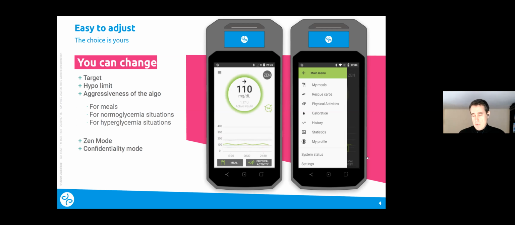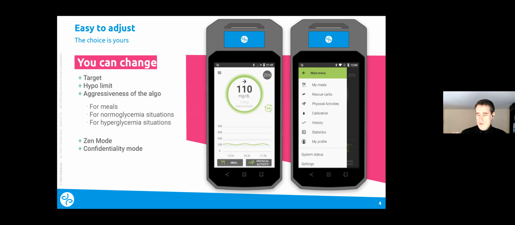However, every person is different. Every person living with diabetes has a different body, personal lifestyle, personal preferences. And so you can actually adjust the target. You can adjust the hyperlimit. You can adjust the aggressiveness in the algorithm. And aggressiveness is just a slider. Start at 100%. You can make it down to 50 if you want an algorithm that is not aggressive. So something that's going to be taken very gently. Make sure you never have a hypo.